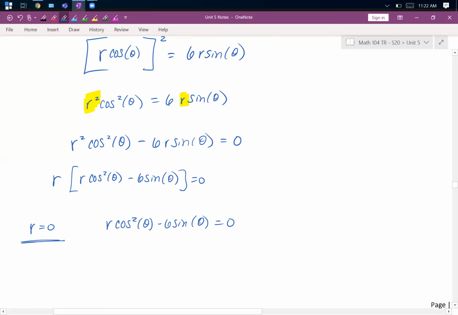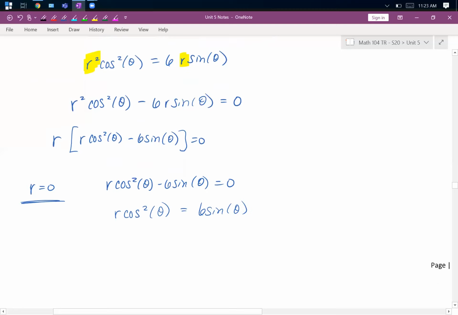Well, this one's already solved for r. Let's solve the other one for r. We'll add 6 sine to both sides, and then divide by cosine squared. I get r equals 6 sine of theta over cosine squared. Any questions so far?